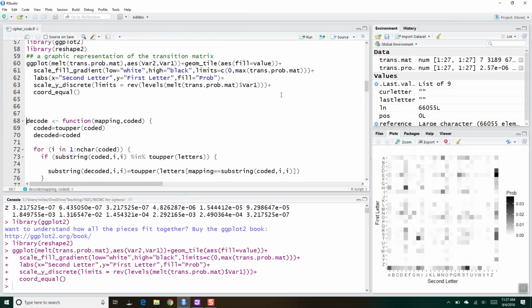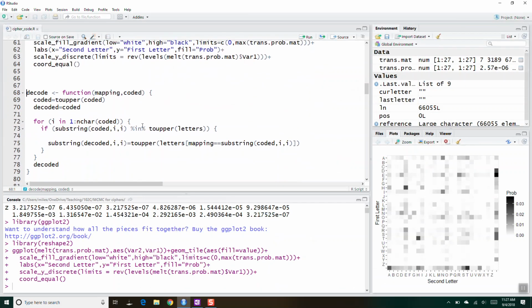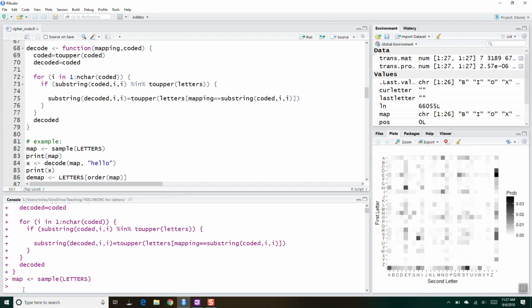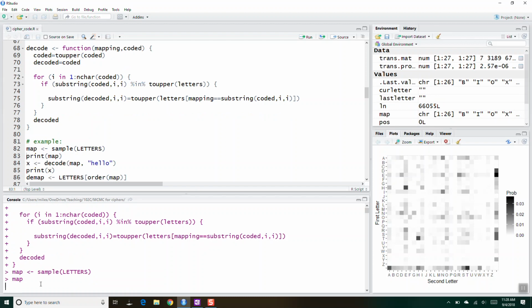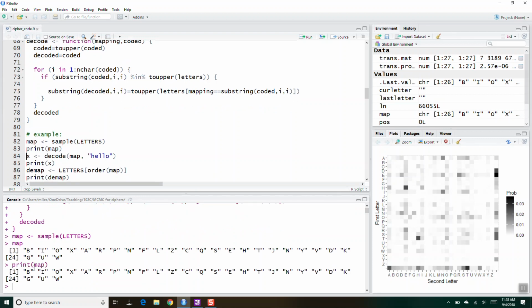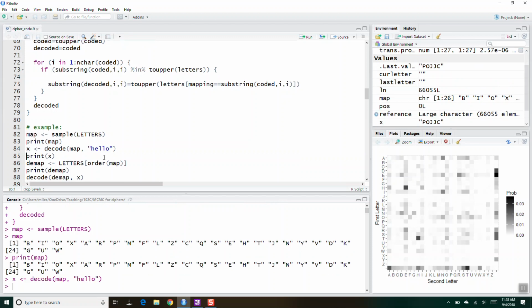Okay, so we have this 27 by 27 matrix that we can use to evaluate things. Okay, here's a function that will take a current mapping and coded text and spit out something else. Okay, so one potential map is just an arbitrary mapping of letters. Okay, so what this does is, it just takes the letters A, and so A gets transformed into B, B gets transformed into I, C gets transformed into O, okay? And so I could run this through the function decode, okay?